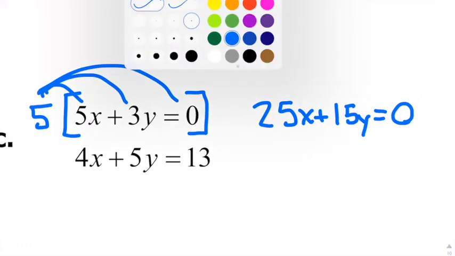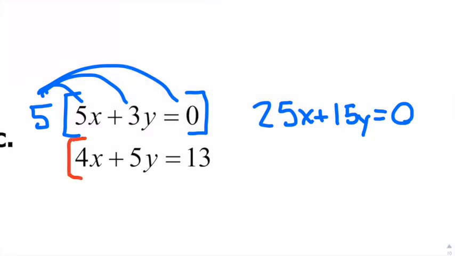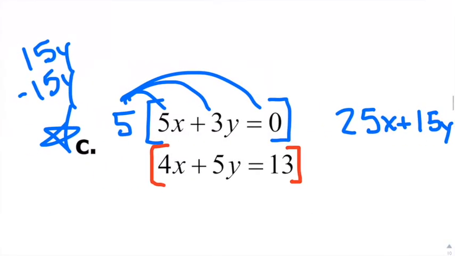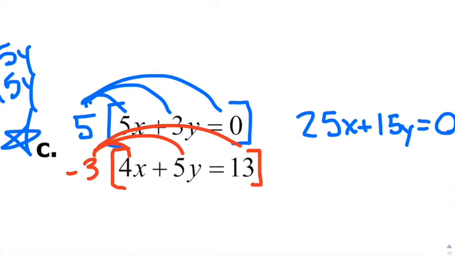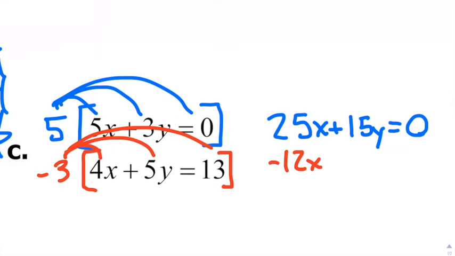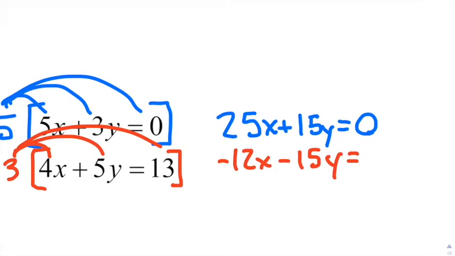And then let's look at what's going on with the second equation right here. So I want 5y to look like not 15y, but negative 15y. So not only do I need to multiply by 3, I need to multiply by negative 3. I'm going to do that there, distribute to everything. Negative 3 times 4, I think that's negative 12x. Negative 3 times 5y is going to be negative 15y. And then negative 3 times 13 is negative 39.